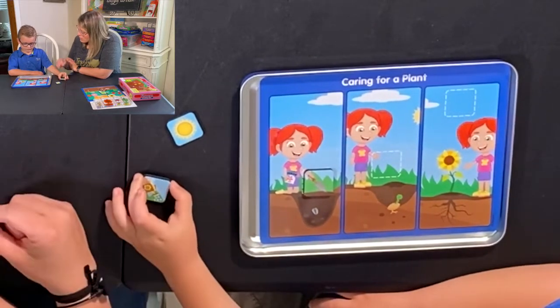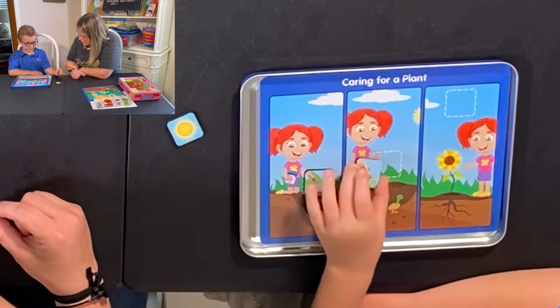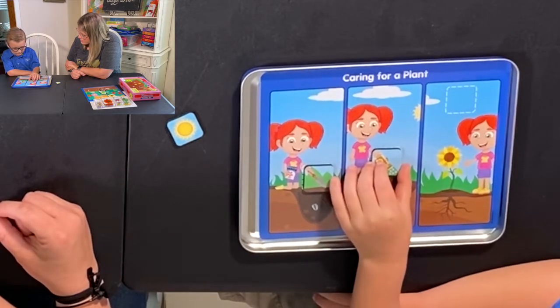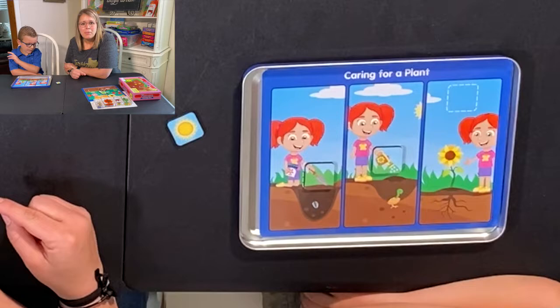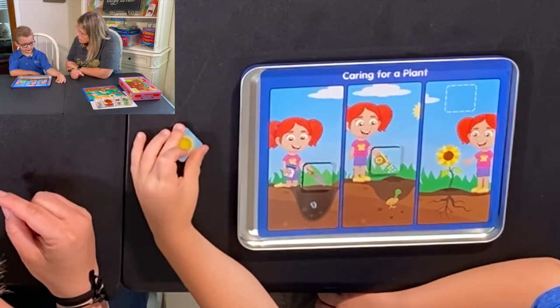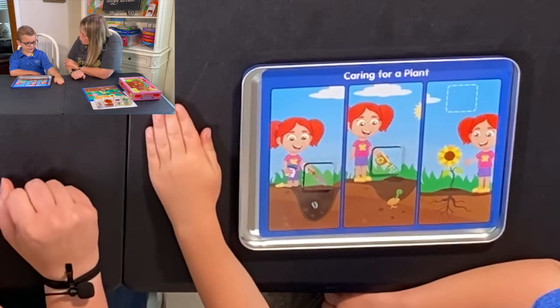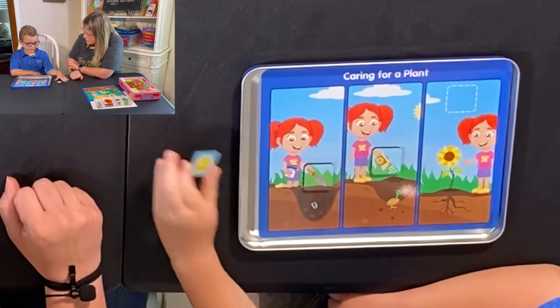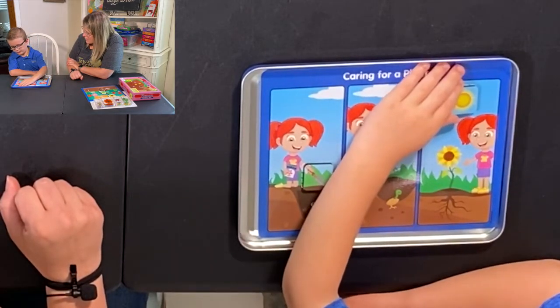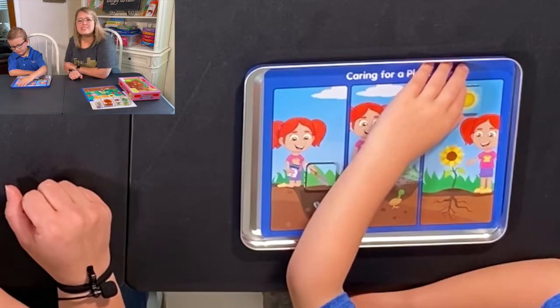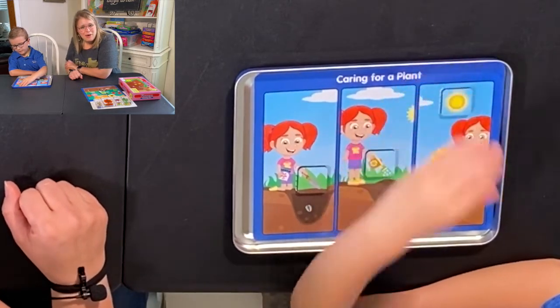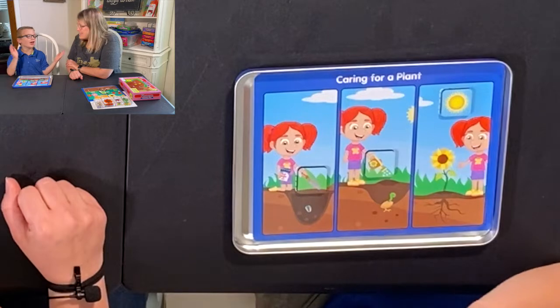What does she have to give the seed next? Ooh, what is that, Jameson? Water. A plant needs soil, and it also needs water. So after you plant it in the ground and you water it, what does the plant need then, Jameson? What is that? The sun. Did some of you at home already know all that too?